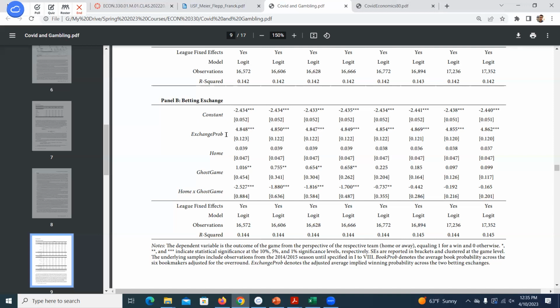But this is kind of weird, because if it's a ghost game, if there aren't fans, shouldn't that decrease the probability you win, as opposed to before, if you're the home team? So here, if I'm the home team, we include this interaction term, and it's a ghost game, it decreases the probability that I win that game. And in fact, not only is it decreasing it, the exchanges weren't accounting for that. The exchanges weren't decreasing the probability that the team would win by as much as they should be.